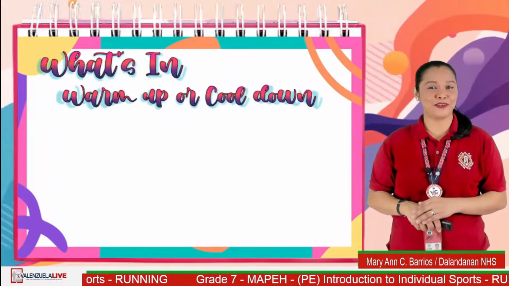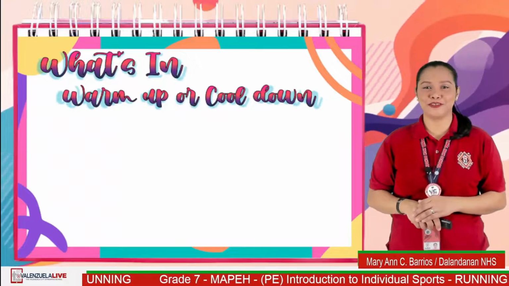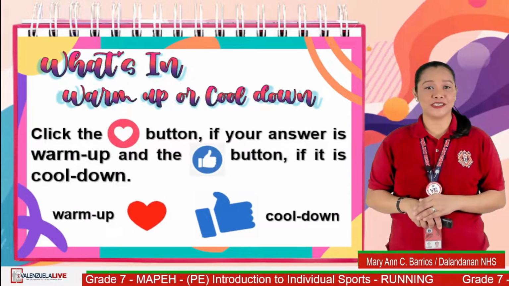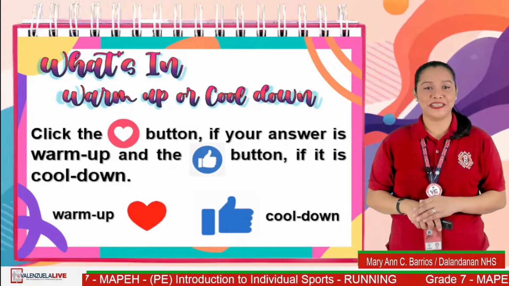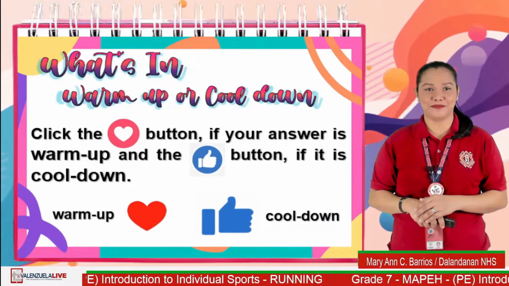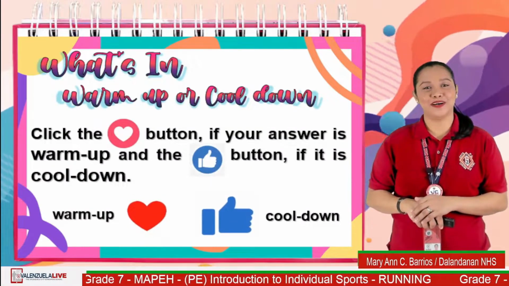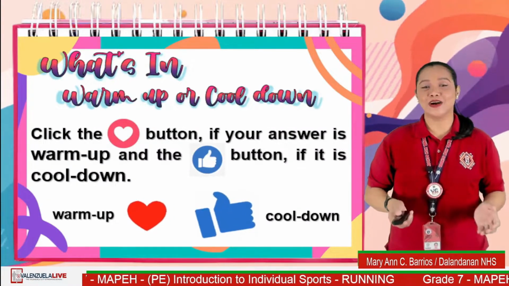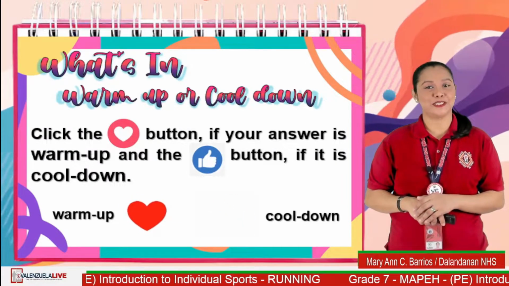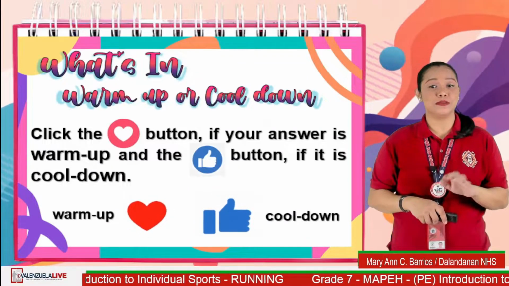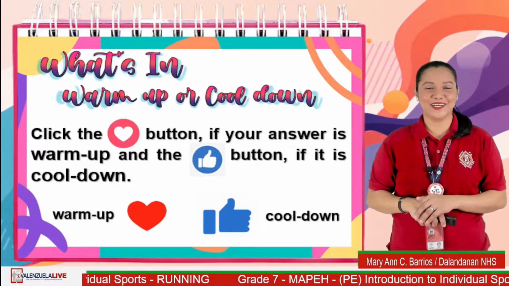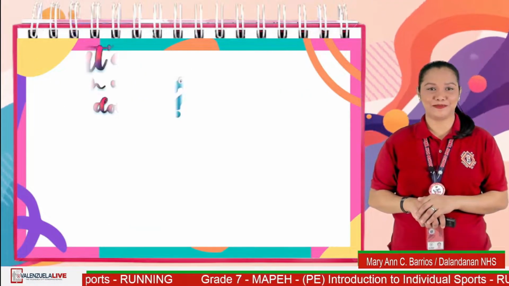Let us have our first activity to recall your previously learned skills. Identify which of the following exercises are warm-up or dynamic exercise and cool down for static exercise. Use the reaction button for your answer. Click the heart button if the answer is warm up and thumbs up button if it is cool down. You will be given 5 seconds to answer. Are you ready? Good! Let's begin.